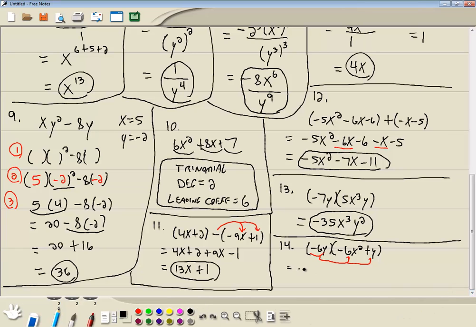Okay, so I'm going to have negative 6y times negative 6x squared, and I'll have negative 6y times y. Now negative 6 times negative 6 gives us positive 36 x squared y. I just put the variables in alphabetical order. Minus 6, y times y is y squared. And that would be our answer.